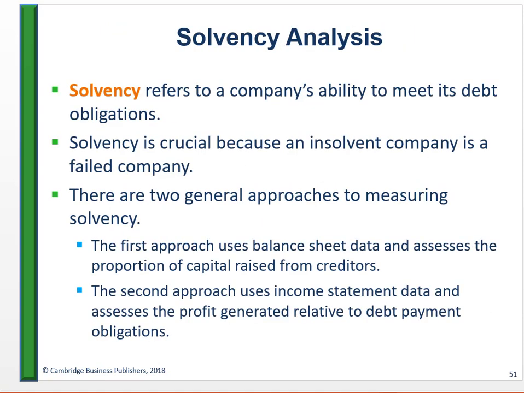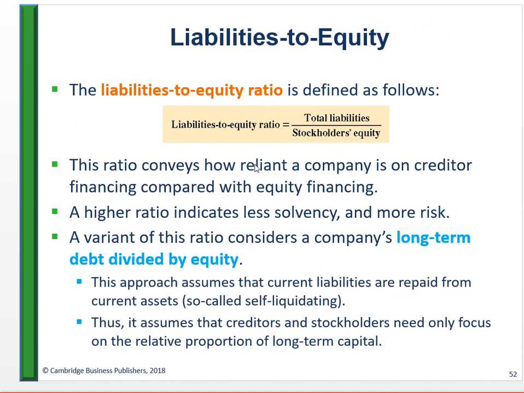Now, solvency analysis refers to a company's ability to meet its obligations, and there are a couple of approaches to looking at this. The first is that we're going to look at the balance sheet. The second, we're going to look at an income statement. Our first solvency ratio is the liabilities to total equity ratio, and the distinction I want to make here is the difference between solvency and liquidity.